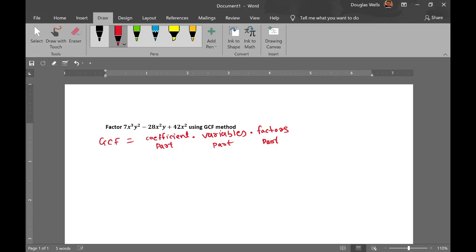So in our particular case, look at the coefficient part. That means number part for each term. So first term we have 7, second term we have negative 28, third term we have 42. So which number which is common and largest in all three terms? And that number is nothing but 7. Because 7 times 1 is 7, 7 times negative 4 is negative 28, and 7 times 6 is 42. So our GCF for the coefficient part is 7. So we will write that here as 7.